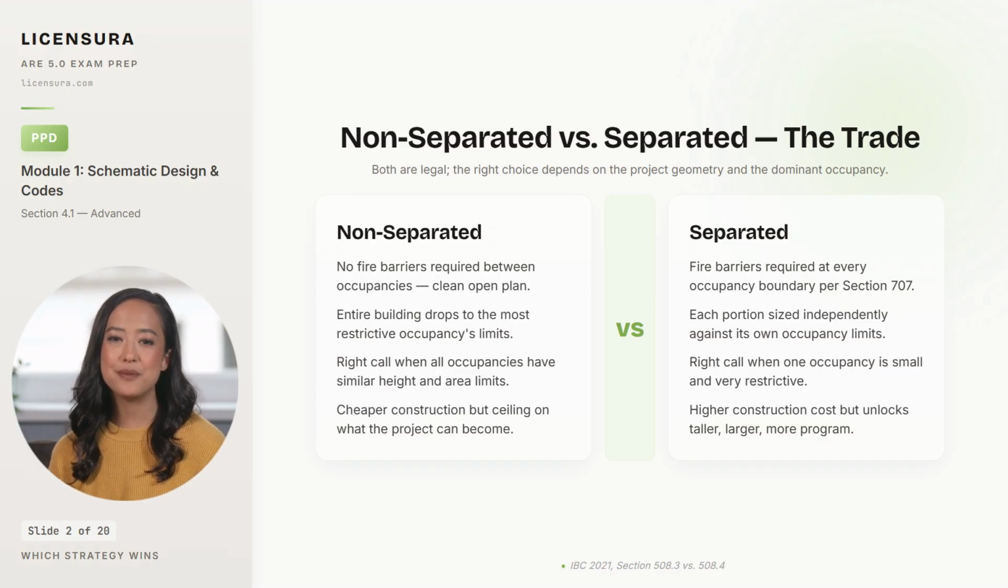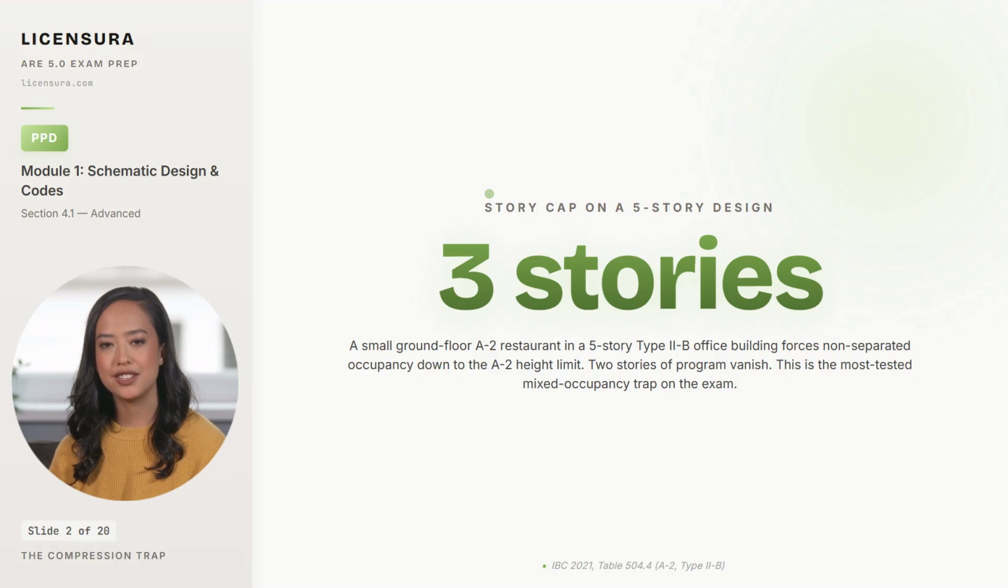The most common exam trap shows exactly how aggressively non-separated occupancy compresses a building. 3 stories. That is the cap on a 5-story design when a small Group A2 restaurant lives on the ground floor and the building is run as non-separated mixed occupancy. The A2 limit for Type 2B construction is 3 stories. The B limit is 5. Under non-separated, the lower limit governs the entire building, so 2 stories of program vanish, gone, redesigned out, fee written off.